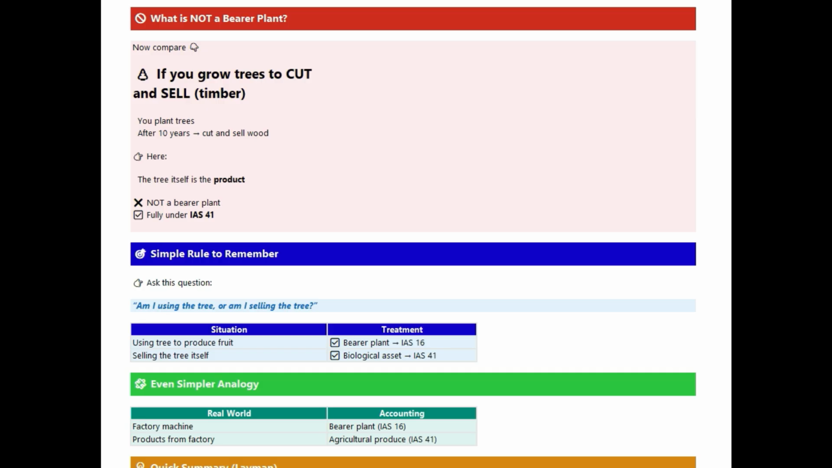Simple rule to remember. Ask this question: am I using the tree or am I selling the tree? Using the tree to produce fruit will be treated under bearer plant IAS 16. Selling the tree itself is a biological asset under IAS 41. Even simpler analogy: the factory machine, which is equal to your bearer plant, will be IAS 16. The product from the factory, which is agricultural produce, is under IAS 41.